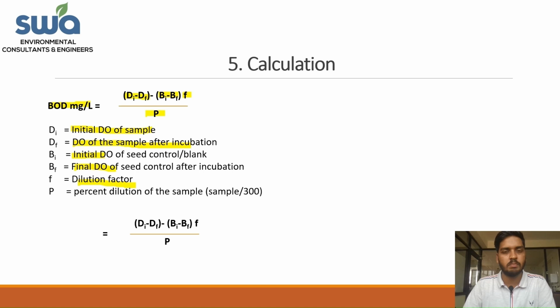If you have diluted the sample, the pure sample, here you have to apply the dilution factor, whatever number of times you have diluted, 1, 2, 3, whatever that is. Here we haven't diluted any sample, so we will apply the dilution factor as 1 only. P stands for the percent dilution of the sample. As you know, we are using a 300 ml BOD bottle, in which we are only adding 6 ml or 12 ml of sample. So whatever sample volume you add, divide it by 300, the volume of the bottle, and whatever answer you get, put it here.